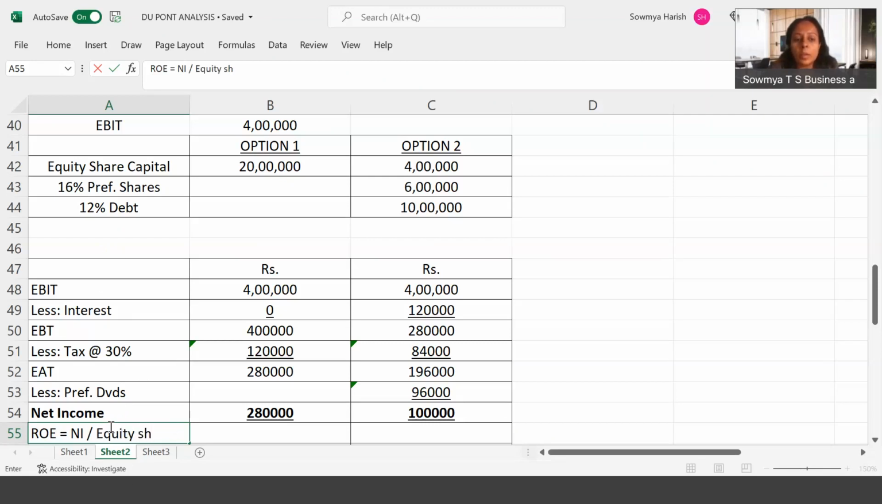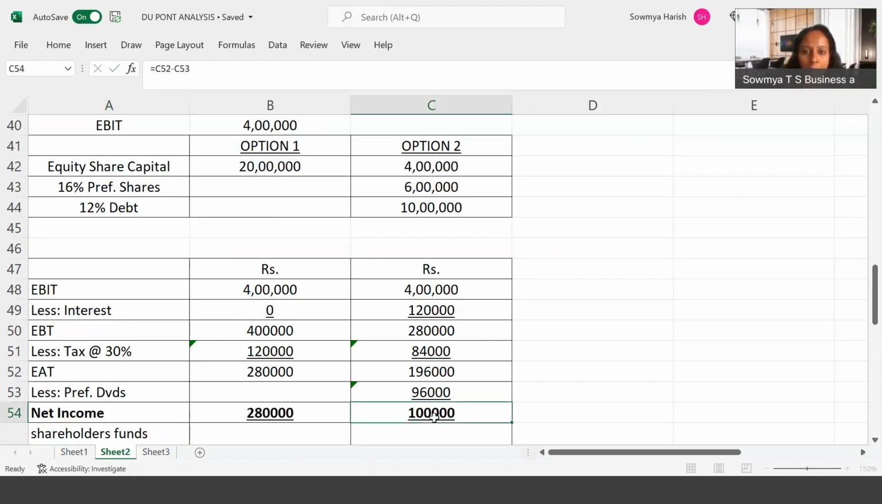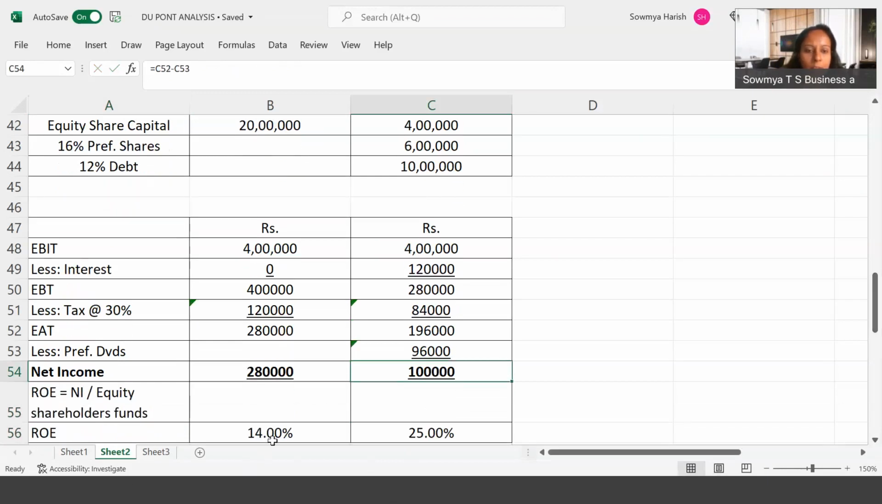Equity shareholders' funds. So 2,80,000 divided by 20 lakh. For the second option, it is 10 lakh divided by 4 lakh. So we get 14% as the return on equity in case of the first option, and in case of the second option, 25%. So this clearly tells us that using borrowed funds along with the equity share can increase the ROE. By taking financial risk, there might be higher returns. Again, there are a lot of factors contributing to that.